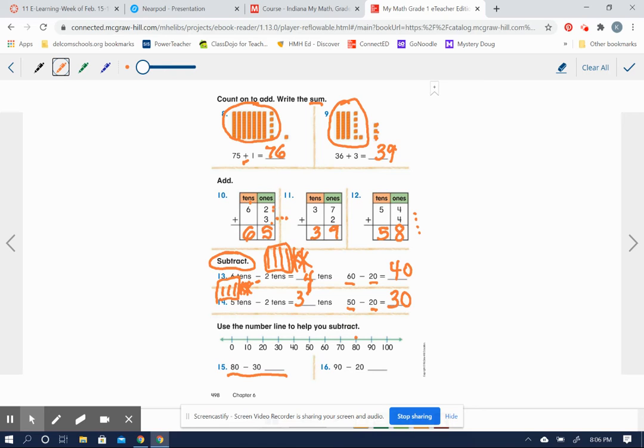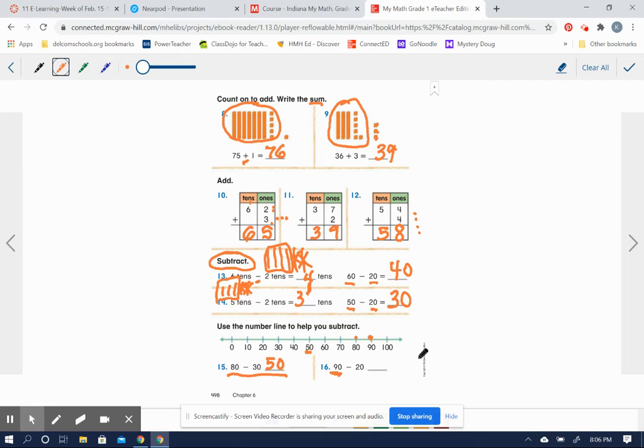1, 2, 3. I didn't really write those hops because I'm going to use the number line for number 16 also. But we can still look at the numbers and find the answer. It was 3 hops, 10, 20, 30, and landed on 50. Okay, and now we're going to start on 90, and we're going to take 2. Now I can do hops because I don't have any more problems to answer here.